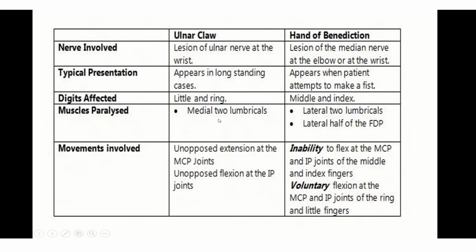The muscles paralyzed here are the medial two lumbricals, whereas in the other case they are the lateral two lumbricals and the lateral half of the FDP. Here you can see the movements involved: unopposed extension at the metacarpophalangeal joints and unopposed flexion at the interphalangeal joints. Whereas in the hand of benediction, there is inability to flex at the metacarpophalangeal and interphalangeal joints of the middle and index fingers. There is voluntary flexion at the metacarpophalangeal and interphalangeal joints of the ring and little fingers because flexor digitorum profundus supplying these two fingers is spared, as it is supplied by the ulnar nerve.